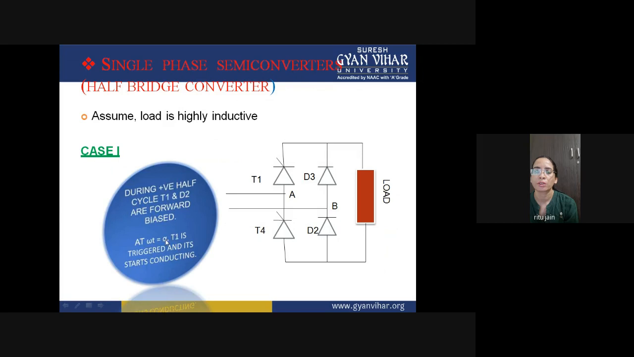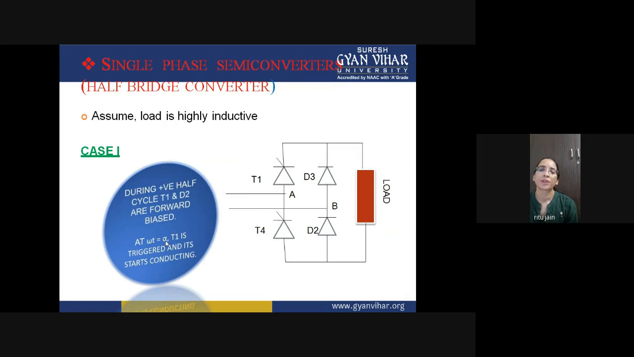Alpha is your delay angle. Alpha may be 30 degrees, 60 degrees, 90 degrees or 45 degrees, depending on which kind of output voltage you require. So the value of alpha will depend upon this output voltage. Let's assume that we are triggering our thyristor at an angle alpha.